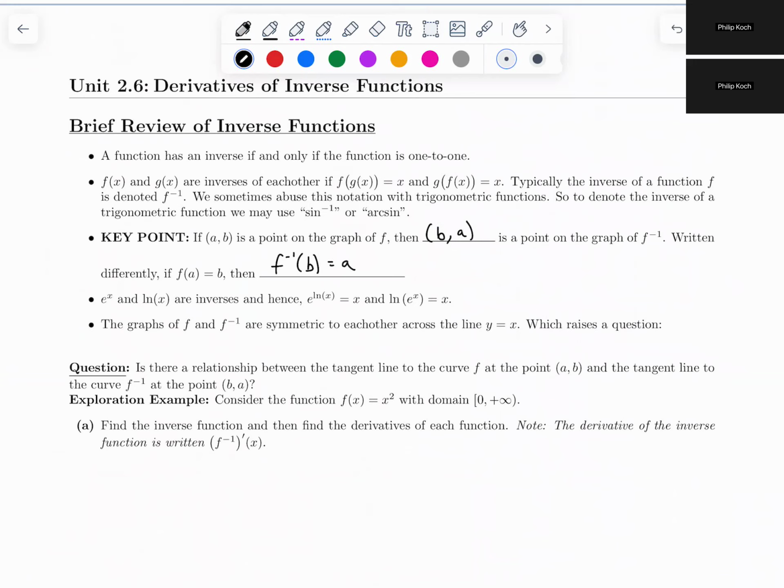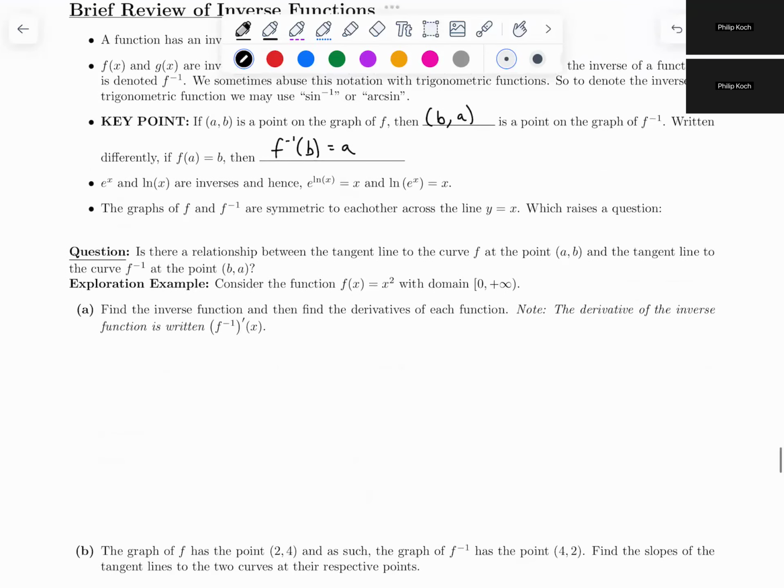But the question, just to kind of pique your interest, and this is something the mathematicians did, and once we see the inverse function theorem, I'll explain once again why Leibniz's notation makes things so great. So, find the inverse function and then find the derivatives. So, f of x is equal to x squared.